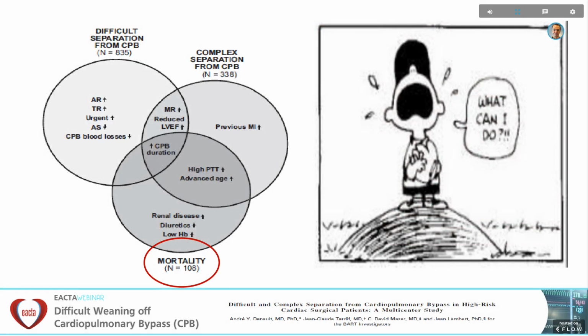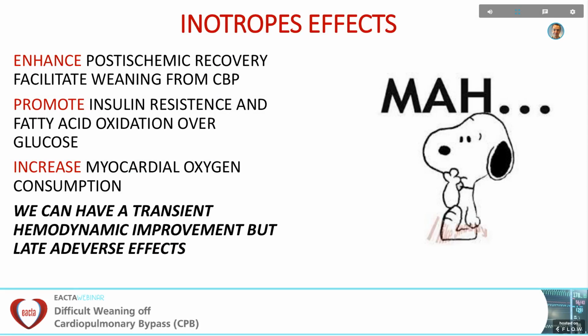But if we are in presence of a difficult separation from CPB or complex separation from CPB, there is an increase in mortality of our patients. So we need to be very well aware of this situation.